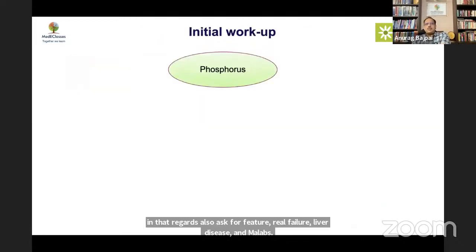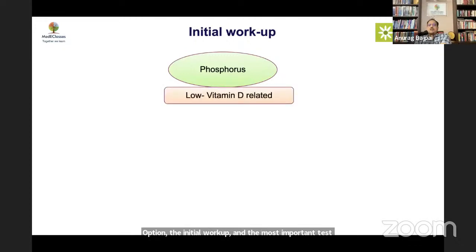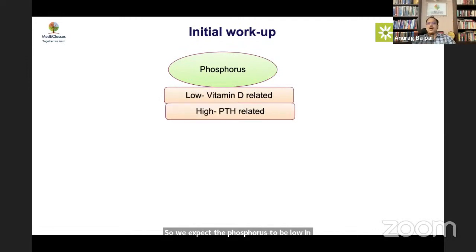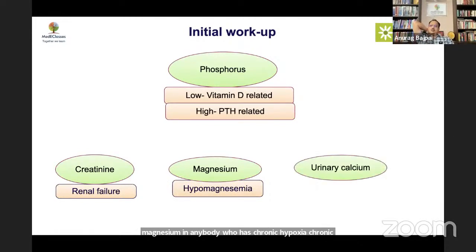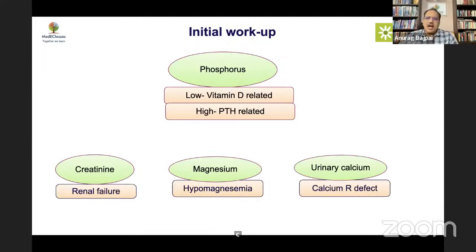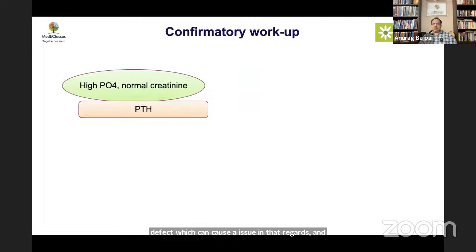The initial workup, and the most important test to look at in the setting of hypocalcemia, is phosphorus. We expect the phosphorus to be low in hypocalcemia. If your phosphorus is high, think of a PTH related cause. Creatinine, of course, to rule out renal failure. Magnesium: in anybody who has chronic hypokalemia or chronic hypocalcemia, measure magnesium levels. And if the urinary calcium is high in the setting of hypocalcemia, think of a calcium sensing receptor defect, which can cause an issue and will become important.